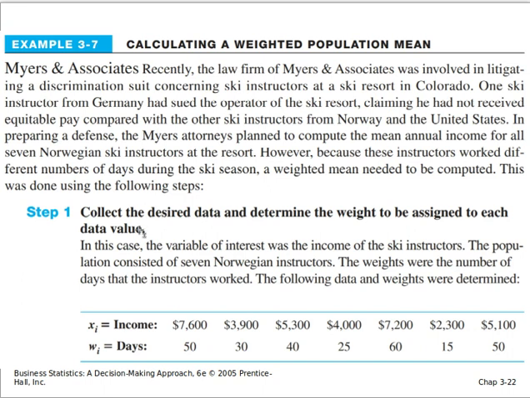Step 1, as always, collect the desired data and determine the weight to be assigned to each data value. In this case, the variable of interest was the income of the ski instructors. The population consisted of 7 Norwegian instructors. The weights were the number of days that the instructors worked. The following data and weights are determined.